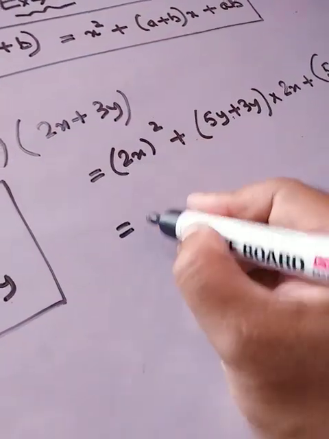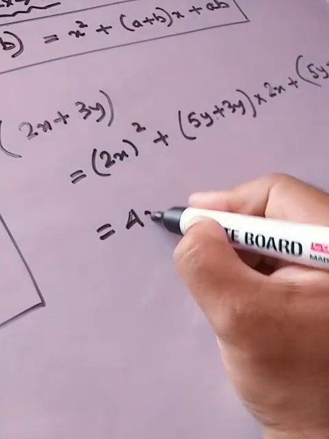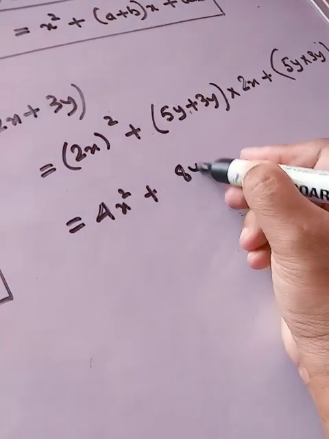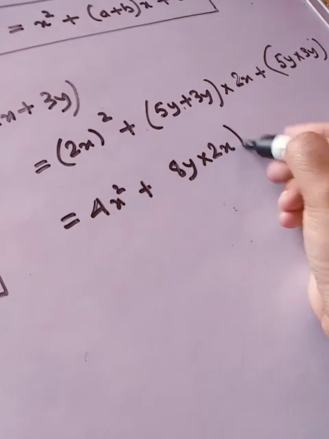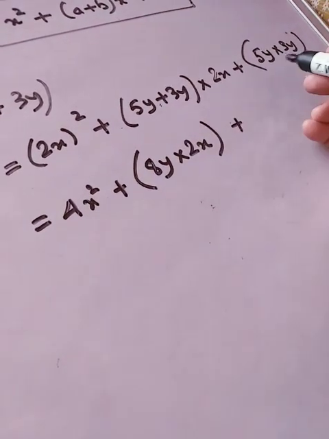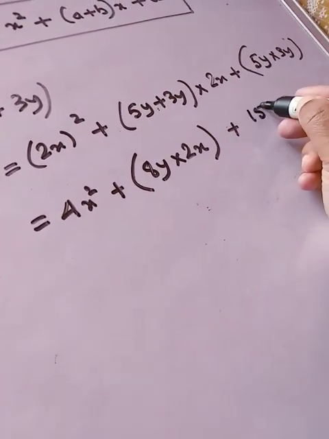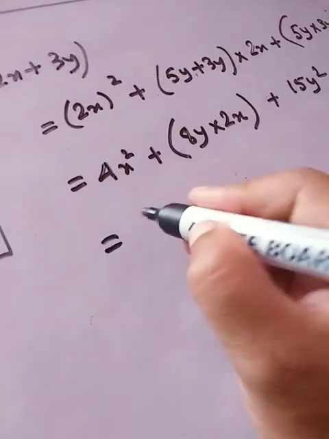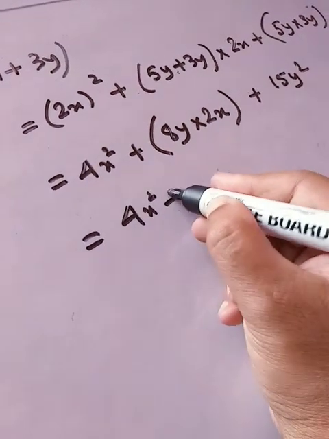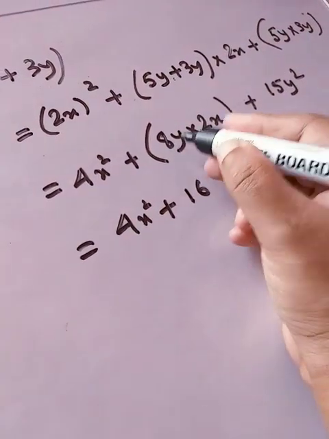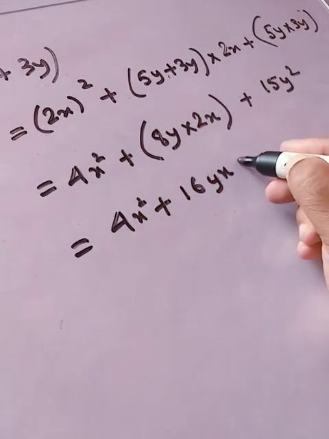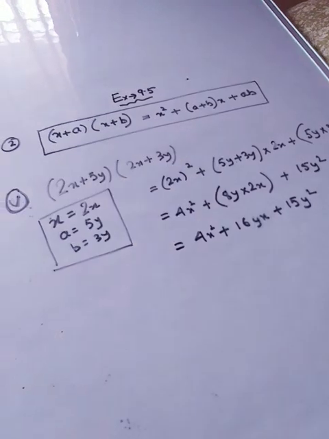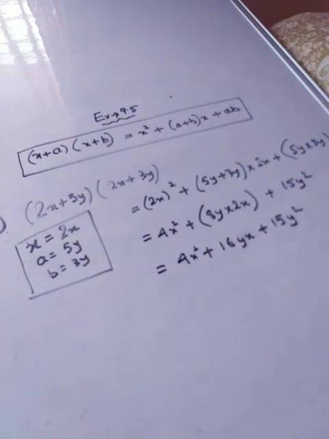Now what is the square of 2? 4. What is the square of x? x square. Now 5y plus 3y would be 8y into 2x. Put it inside the brackets. Now 5 3s are 15. y into y, y square. Okay. Now we'll solve this one. 4x square plus 8 2s are 16. y into x, yx, plus 15y square. So this is the answer of sum number 5.